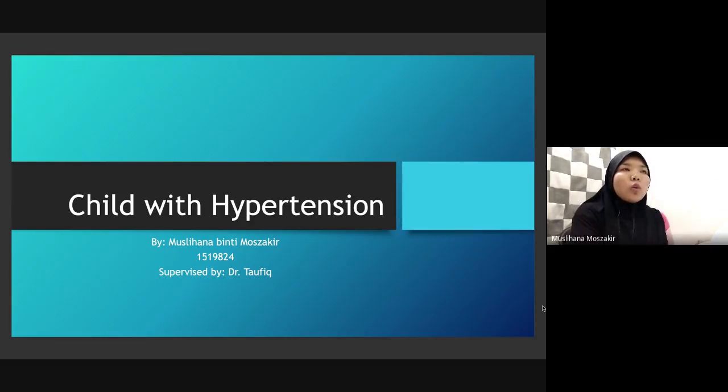So although hypertension in children is generally uncommon, yet it is important because epidemiologically, the incidence in adults is 1.3%, while in children and adolescents it is 13.4% based on the CPG. So next.